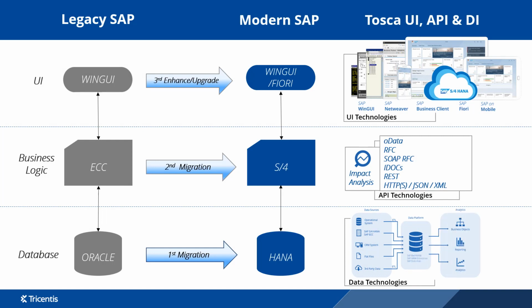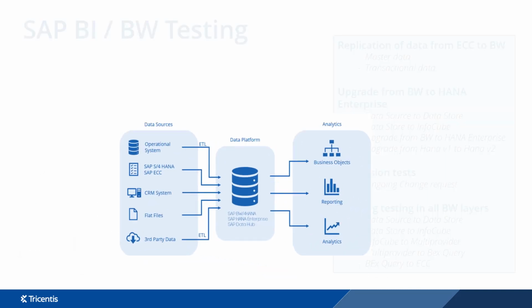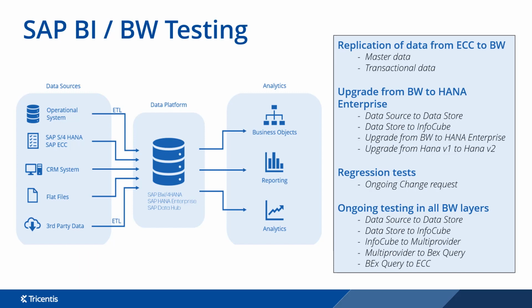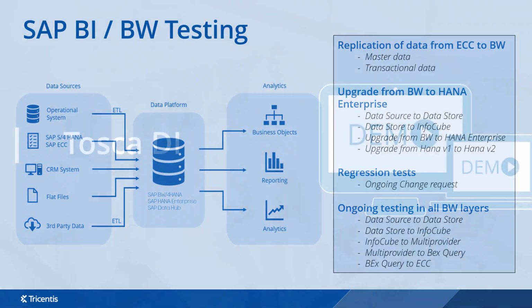Our data integrity component covers the first migration layer, focusing on the data replication from ECC to HANA. Today we will have a look at this first migration layer, getting a preview of how Tosca data integrity carries out reconciliation testing from ECC to HANA.